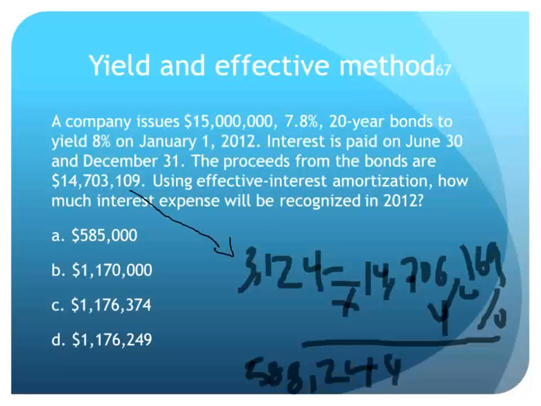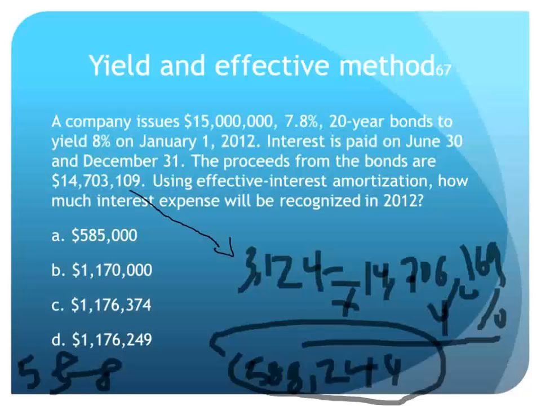Basically, you add up the expenses: the 588,249 that you got, and the 588,124 that we had before, and the sum of these two yields the answer. 588,124 plus 588,248 yields us 1,176,374, which is our correct answer.